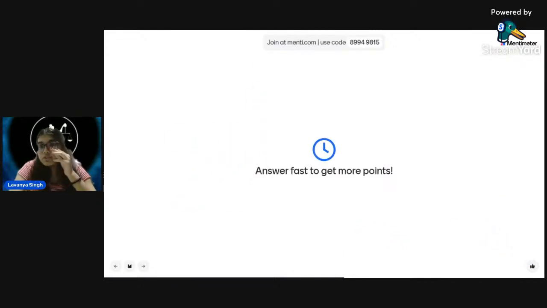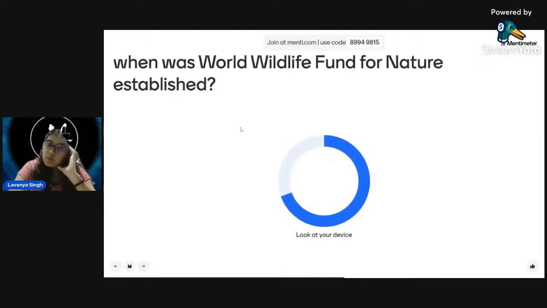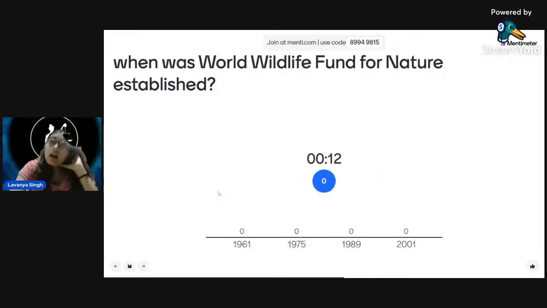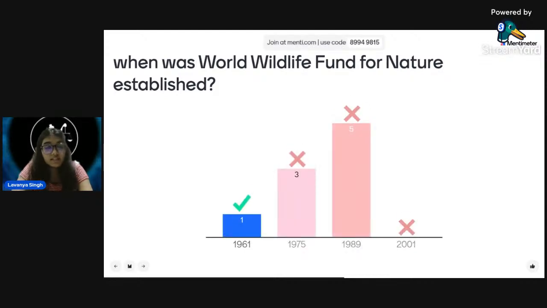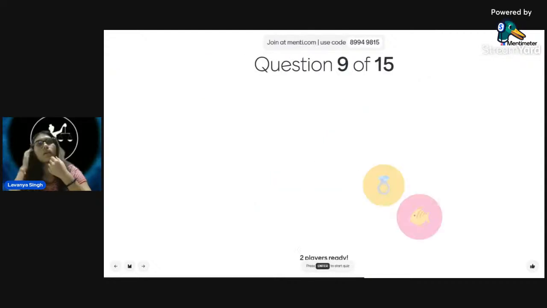Moving to the next question. When was the World Wildlife Fund for Nature established, in which year? Your options are 1961, 1975, 1989, or 2001. And the correct answer is option A, 1961. It was established in 1961.